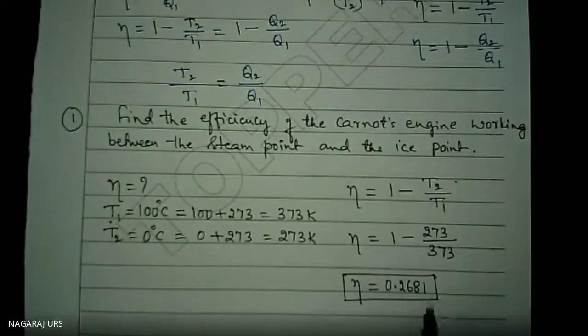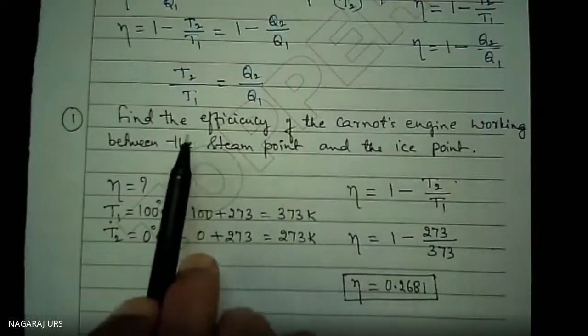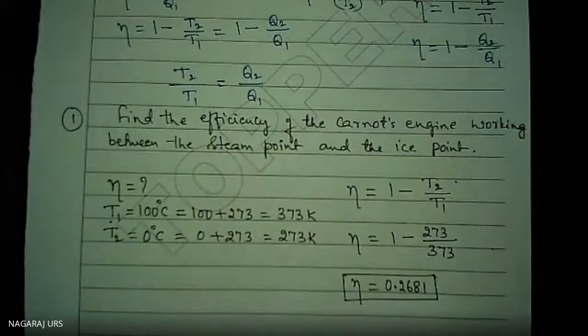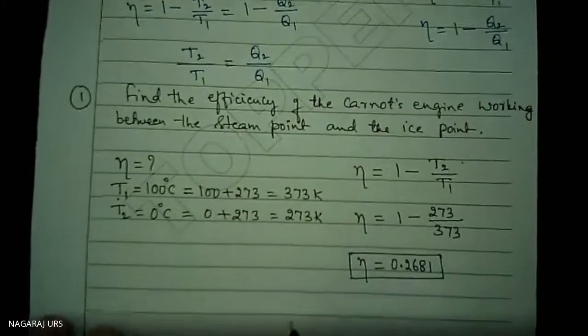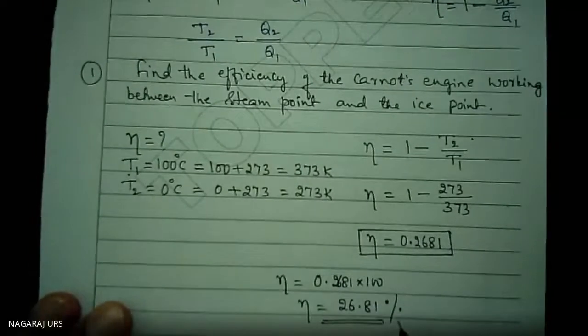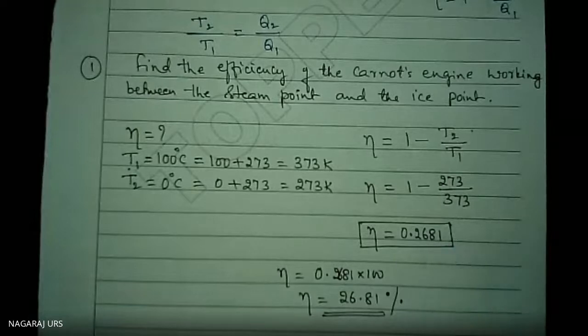This is eta. But he asked the percentage, is it right? No, he didn't ask the percentage, find the efficiency, that is over. If at all they are asking about the percentage also, what you have to do is eta is equal to 0.2681, multiplied by 100. So eta is equal to 26.81 percentage, you can write. This is in terms of percentage, this is in terms of decimal point.